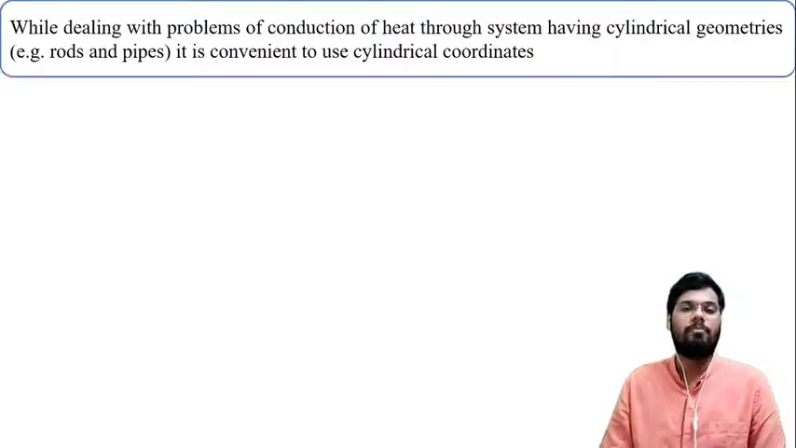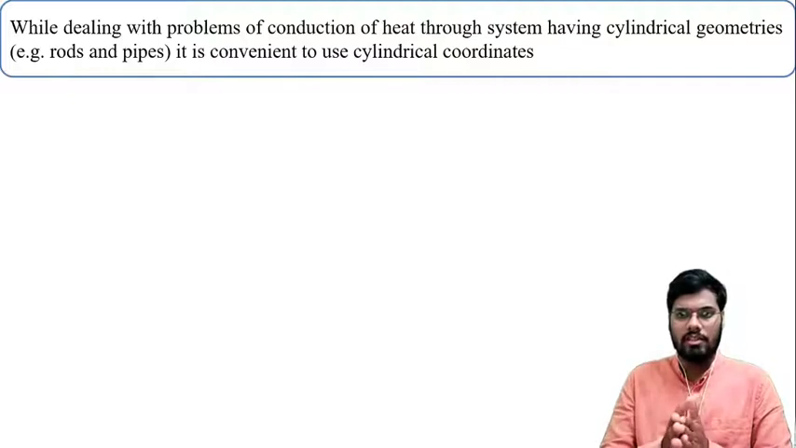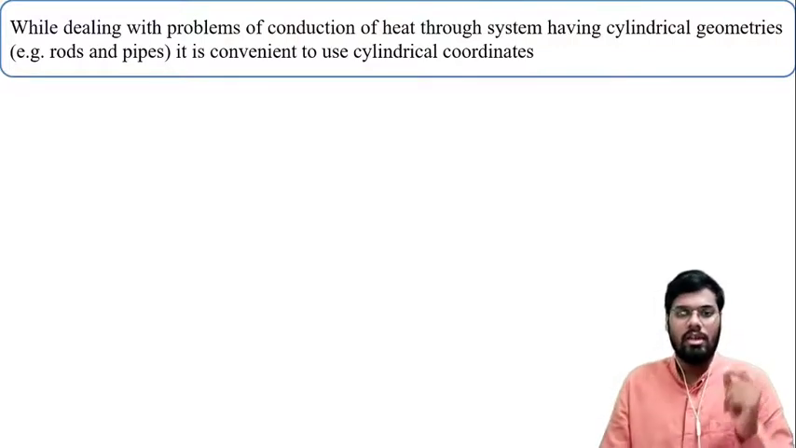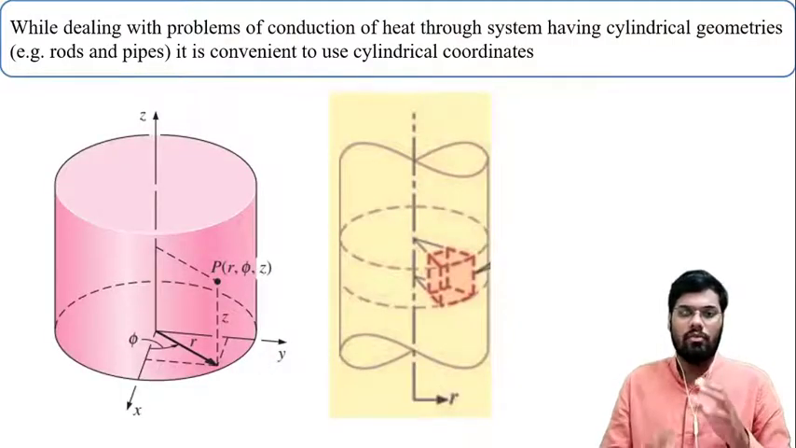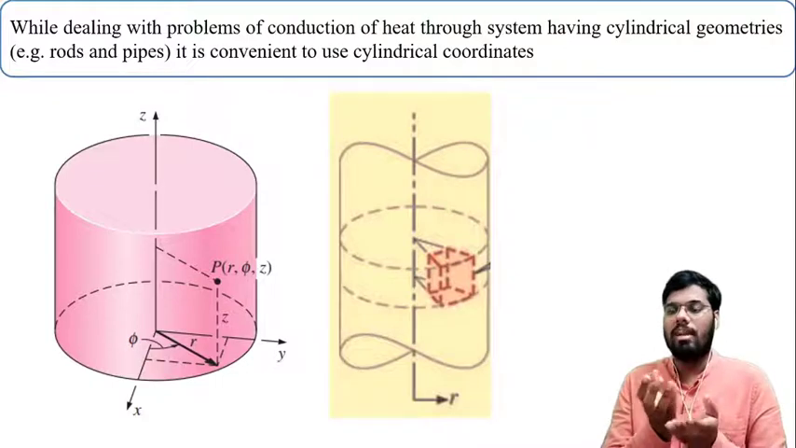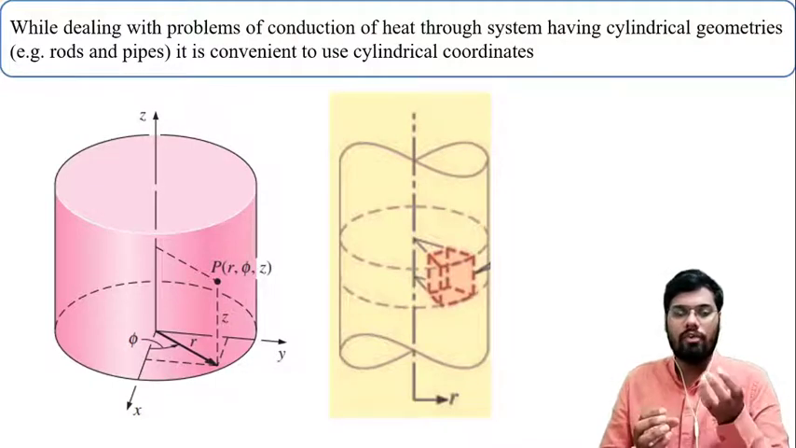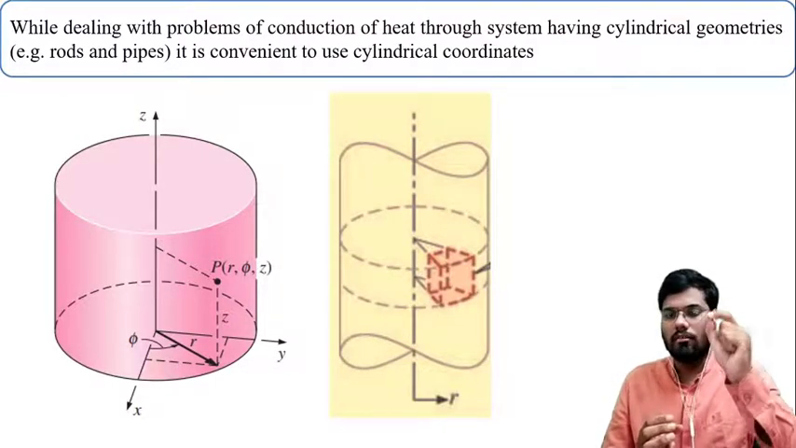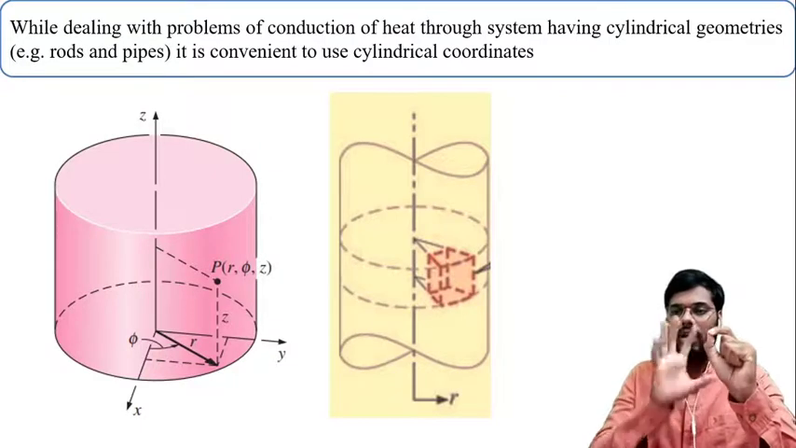cylindrical coordinates. When we are dealing with problems of conduction of heat through systems with cylindrical geometries, such as rods and pipes, it is convenient to use cylindrical coordinates. In Cartesian coordinates, we know that we need three variables, x, y and z, to define the exact location of any point in a rectangular or Cartesian coordinate system.